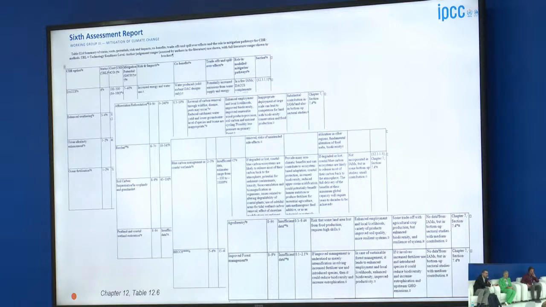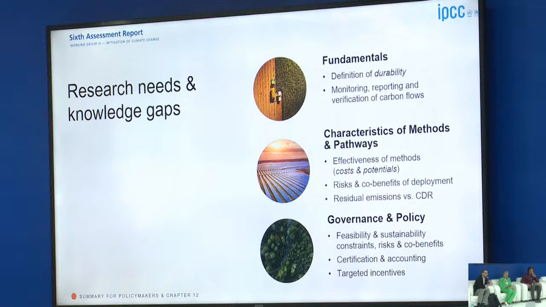This is the non-typeset version we still have to work with. We have the typeset already. I'm not allowed to show it. But that's the way we do method assessments for technology readiness levels, for costs, potentials, side effects, co-benefits. So we do all that in the report, and I think in 2 months' time we will have much nicer tables on that. And finally, research needs and knowledge gaps.